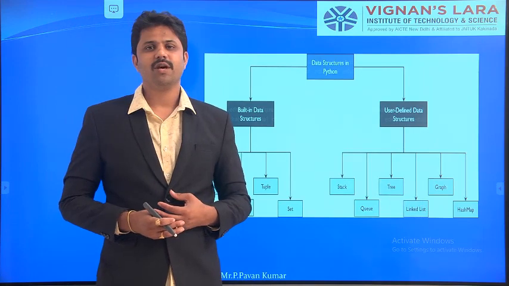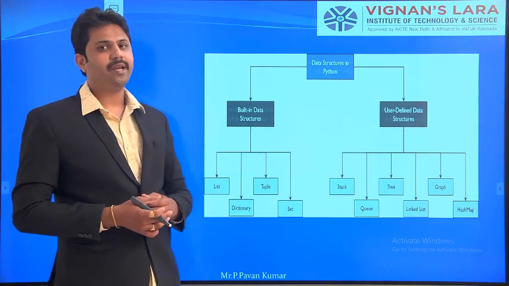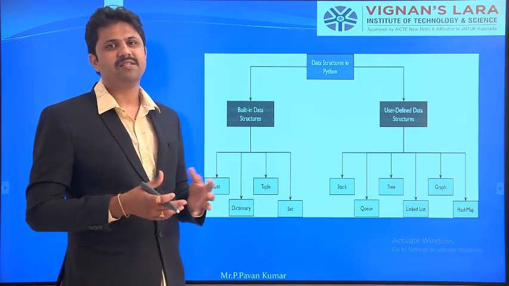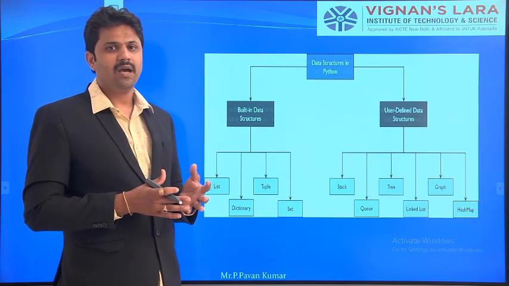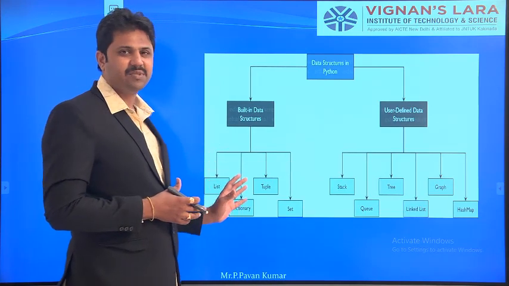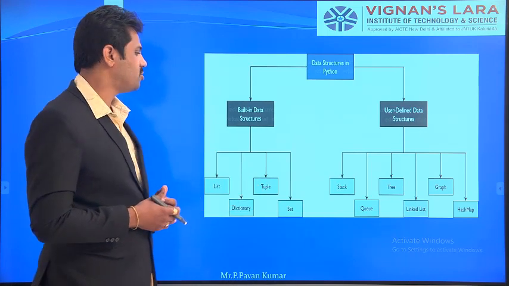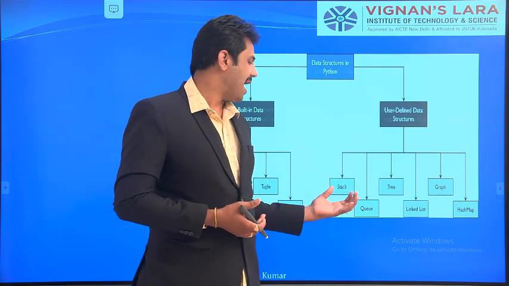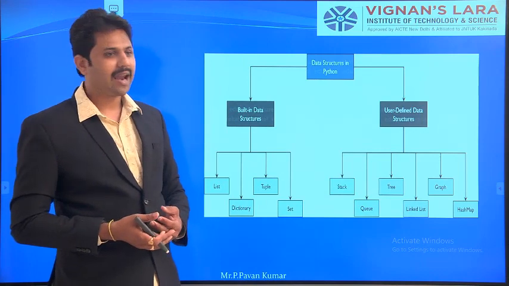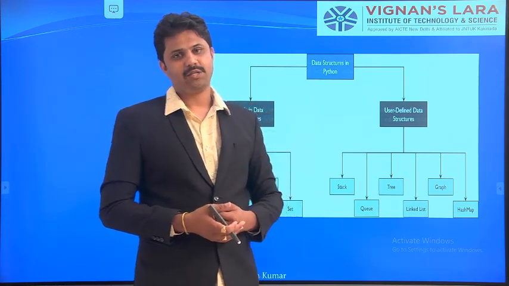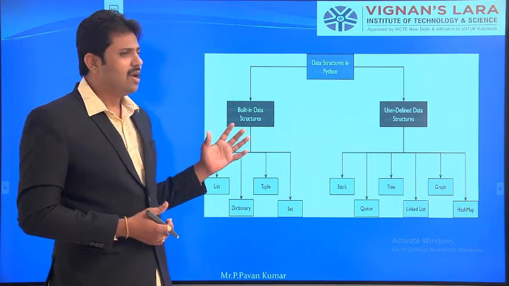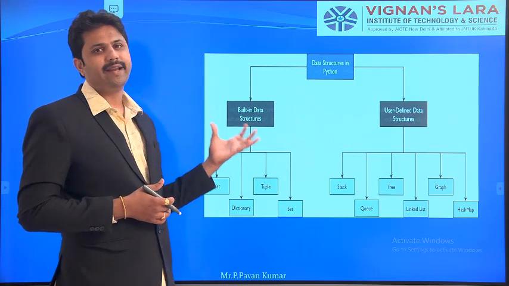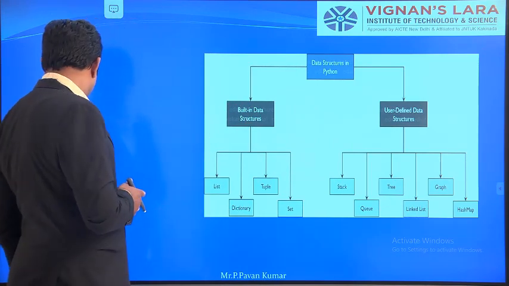Built-in data structures are of four types: list, dictionary, tuples and sets. These are the built-in data types, that means these are the data types which already exist. So we have some syntax to build these data structures. And user-defined data structures are stacks, queues, trees, linked lists, graphs, and finally hash tables. Like this, they are classified into two parts. First, let us see the first part, built-in data structures, one by one.